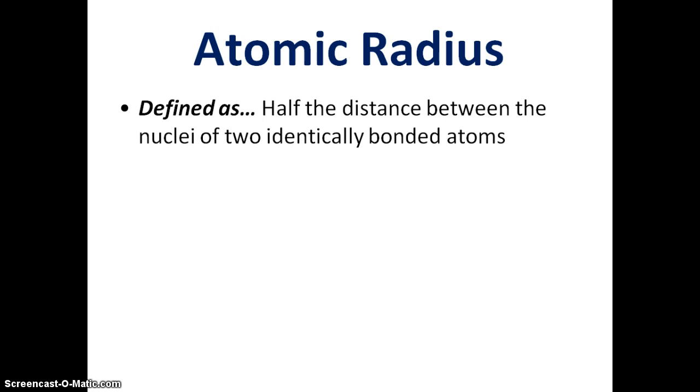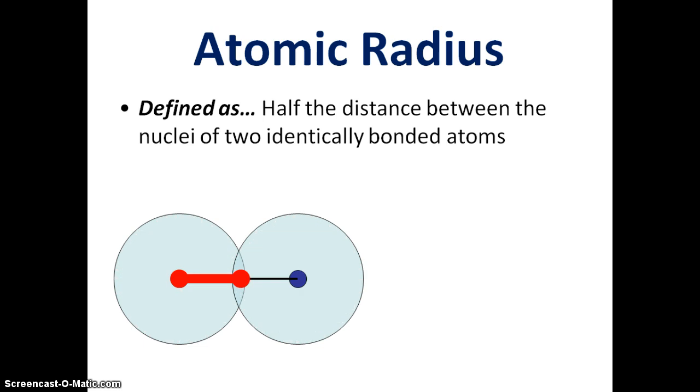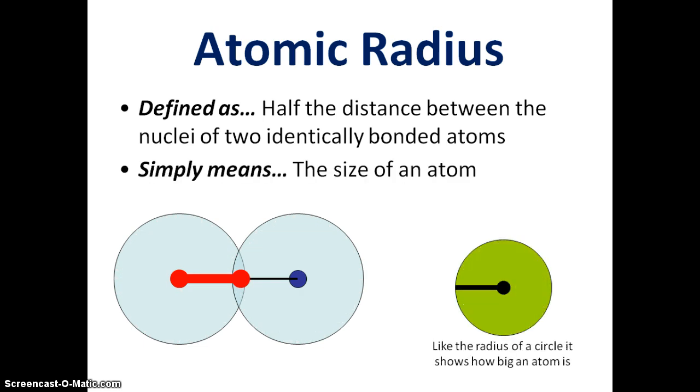Now, we'll break down what this textbook definition means, but simply put, what you mean when you hear the term atomic radius is the size of an atom, specifically. So on the right, you see the radius of a circle. It shows how big that circle is. It's a measure. We can compare sizes of circles to each other by comparing the radius, or the radii, of those circles. Well, we don't know where the outer boundaries of an atom actually are. We don't know where that last ring or that outer circle is.